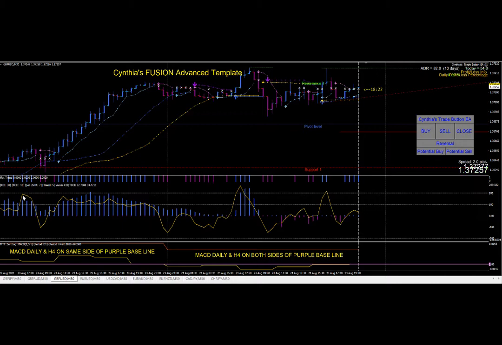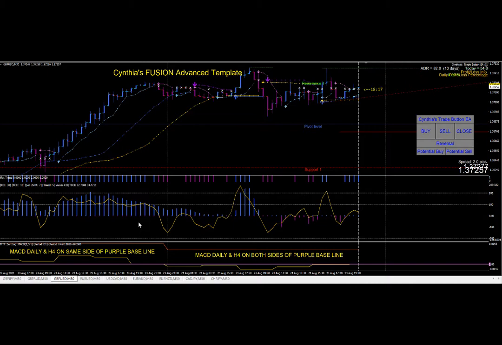Now, the next indicator that's completely new to the trading system and is not in the basic system but is in the advanced and extra advanced system is my CCI indicator, which I've adapted to be compatible with my colored candles and everything that is color coordinated.